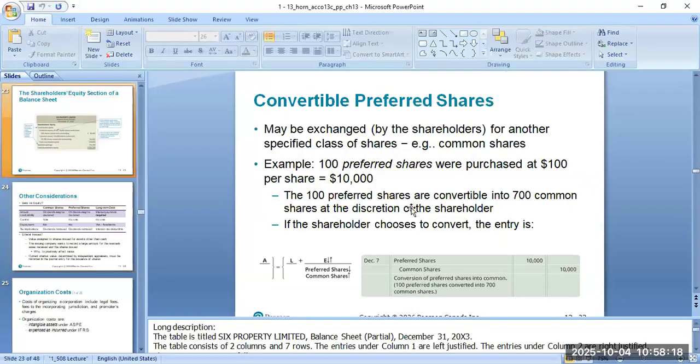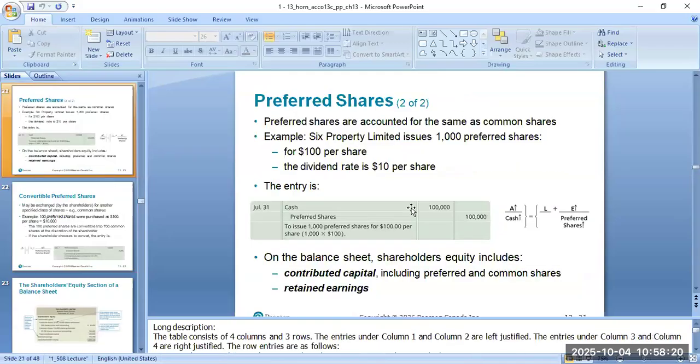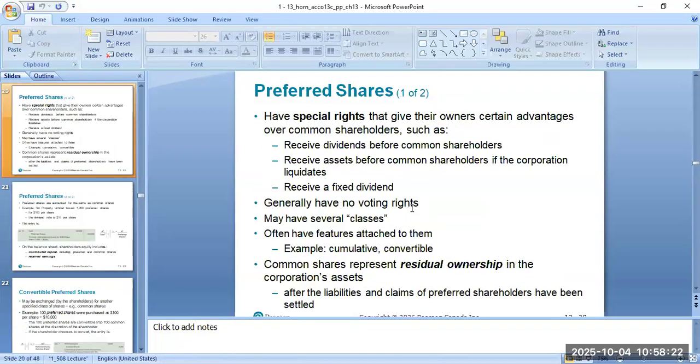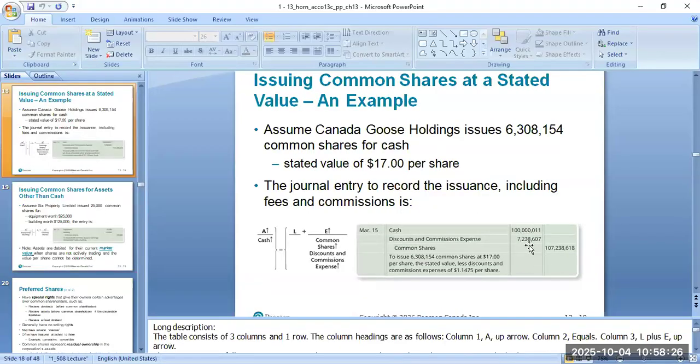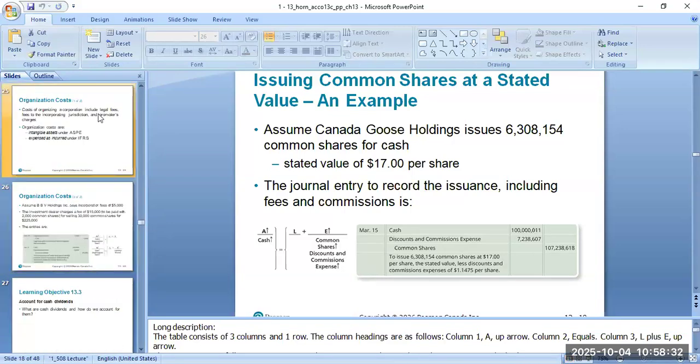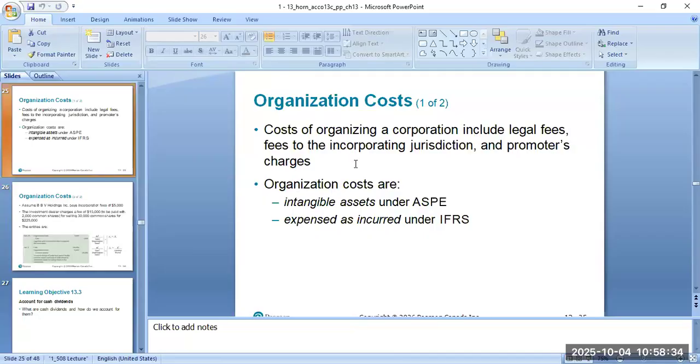Now, as you can see in this transaction, we have this huge expense for issuing the shares, $7,238,000. That's for issuing the shares. Those are called organization costs.